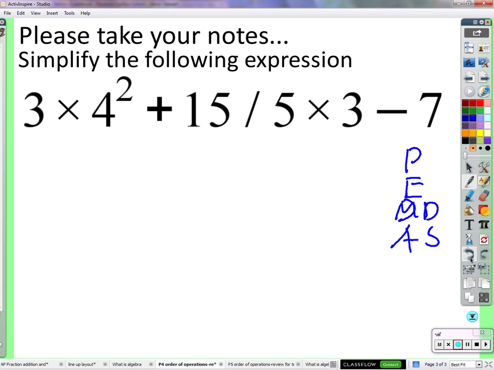Because how do we do multiplication and division? From left to right. Division's on the left, you do division first. Multiplication's on the left, you do multiplication first. I hope I just said that right. Did I say that right? Yeah, sort of. Division's on the left, do it first. Multiplication's on the left, do it first.